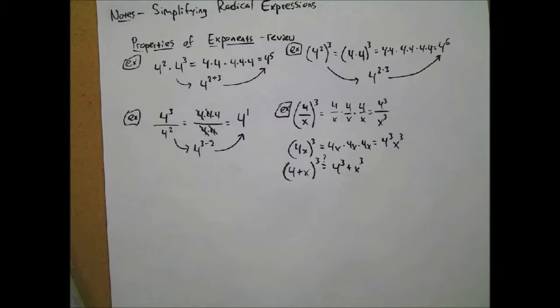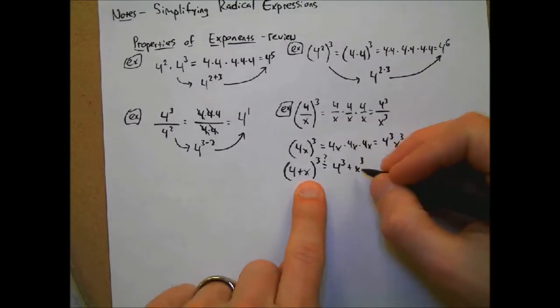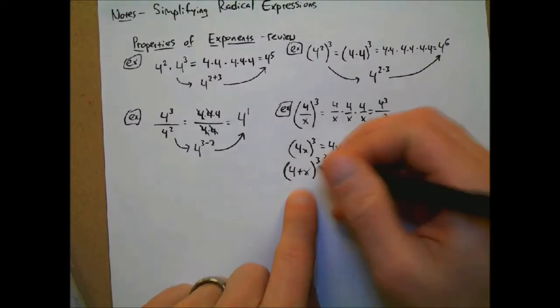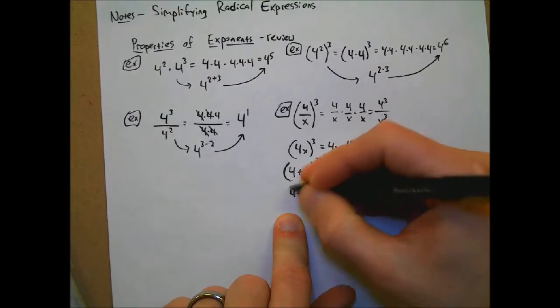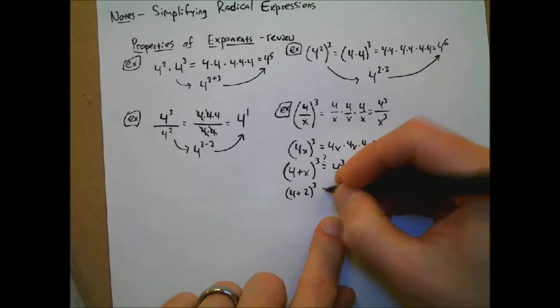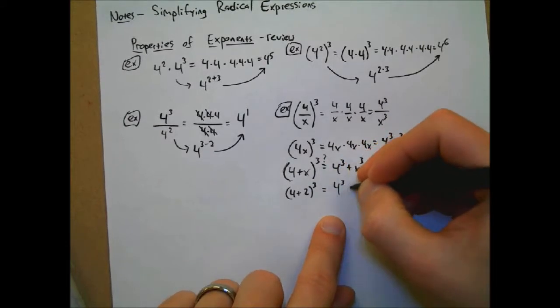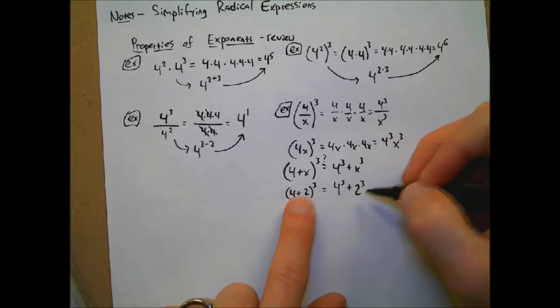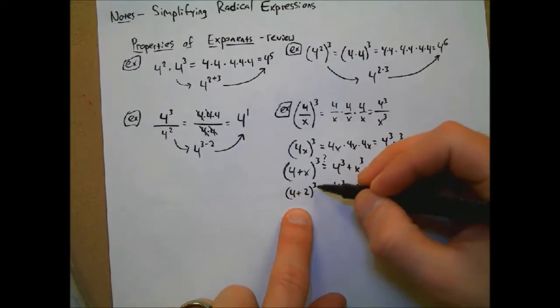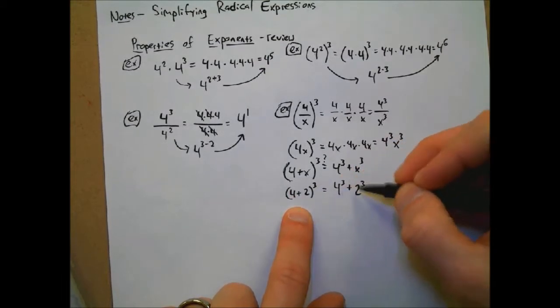If you don't believe me, you can put a number in there for x. Let's just imagine you put a 2 in for the x. If this is true, then 4 plus 2 to the third should be the same thing as 4 to the third plus 2 to the third, right? If I can just distribute like that.